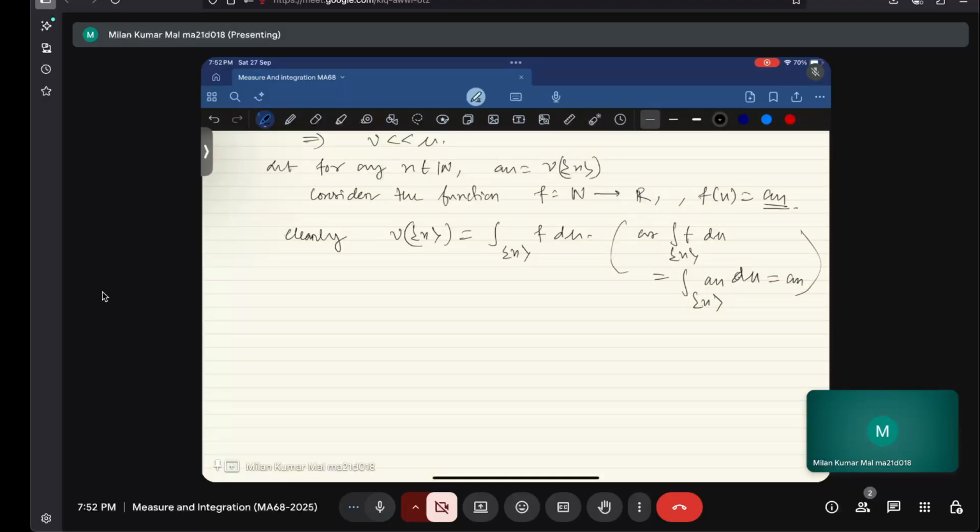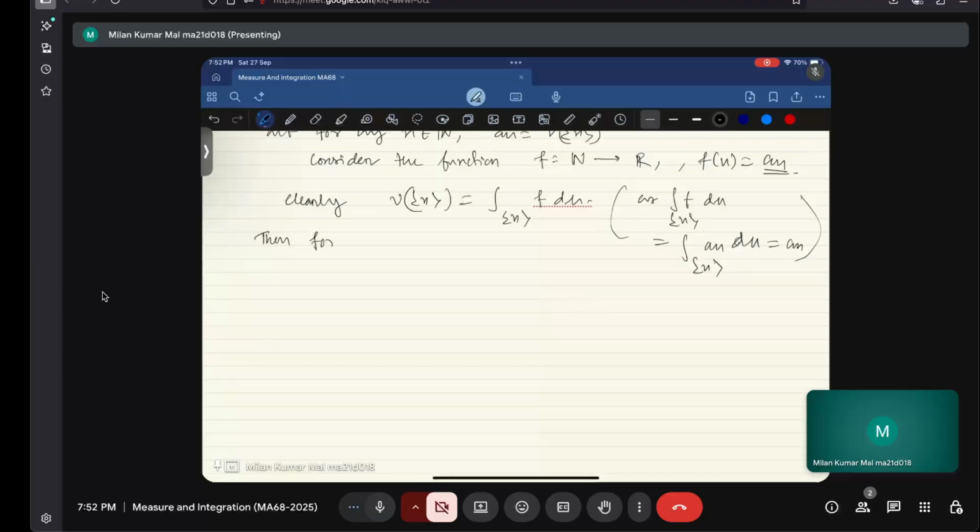So then for every subset E of N, nu of E is equal to the integration of f d mu. Here we are using the fact that mu is sigma finite. Why are we using sigma finite? How are we using the sigma finite?